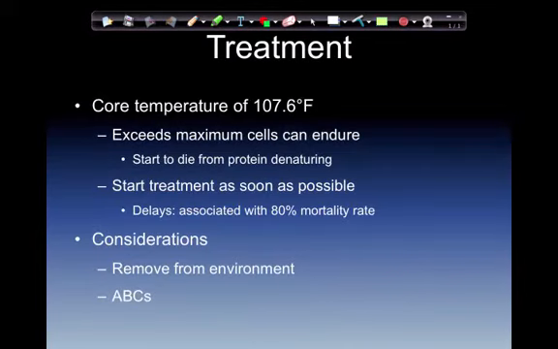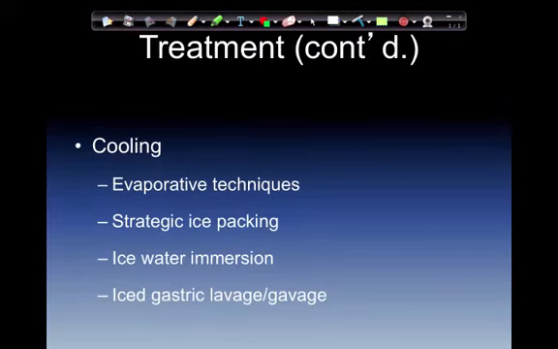Treatment: a core temperature of 107.6 exceeds the maximum cells can endure. They start to die from protein denaturing. Start treatment as soon as possible. A delay is associated with about an 80% mortality rate if you don't jump on this. Considerations: remove from the environment, disrobe as needed, and aggressive treatment of the airway, breathing, and circulation.